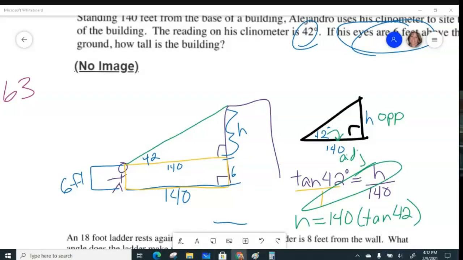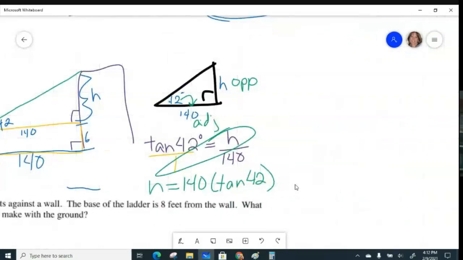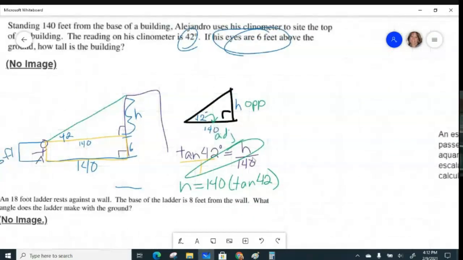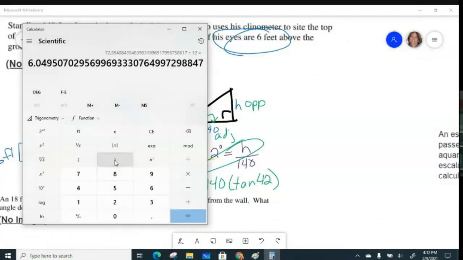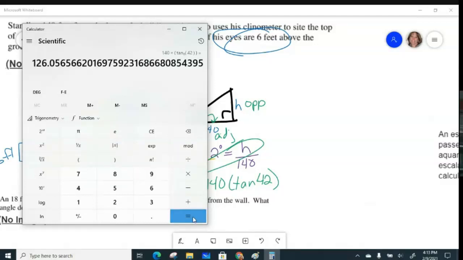All right, so Josh, did that help you out? Okay, great. And don't forget to put it in degree mode. Yes, it does, I believe, come out to be... now I'm trying to do it from memory, and that's a horrible thing. Let's see, 140 times. Yes, 126. Now, the thing is, don't forget to add the 6 back in.